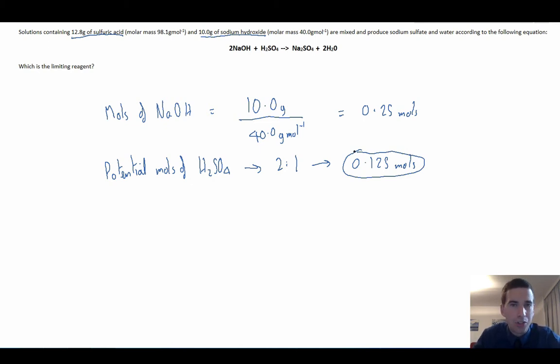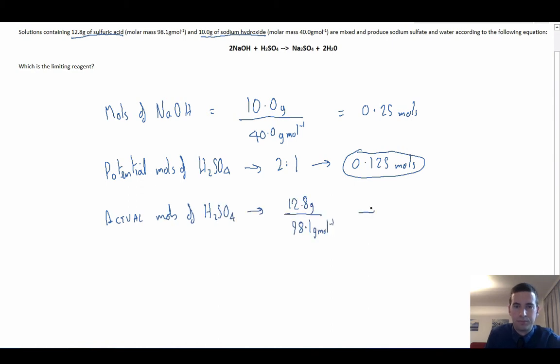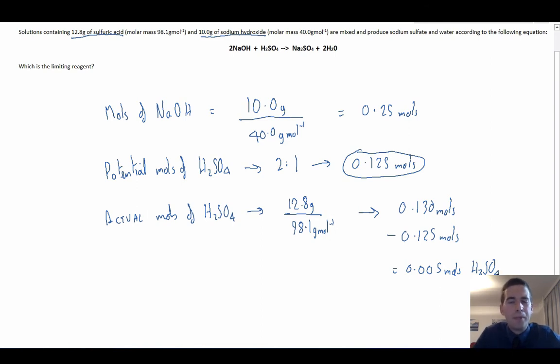Let's work out how many we actually have. Again, just use your simple calculation from the calculation triangle, and we get 0.130 moles. For the amount of sodium hydroxide we have, 0.125 could react. So if we subtract 0.125, you're left with 0.005 moles of H2SO4. So there would be H2SO4 left over that is not reacting.